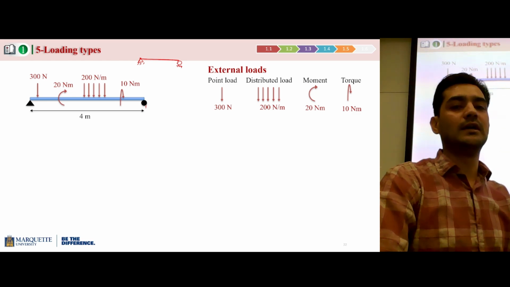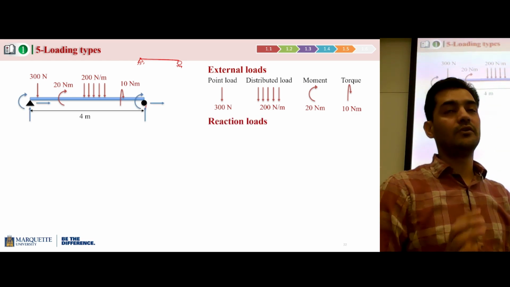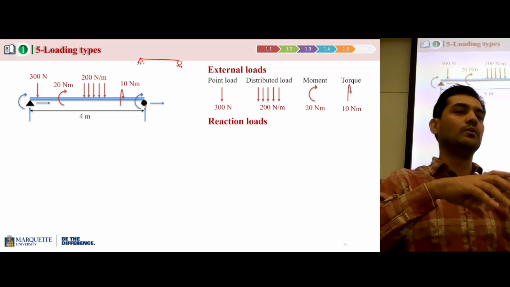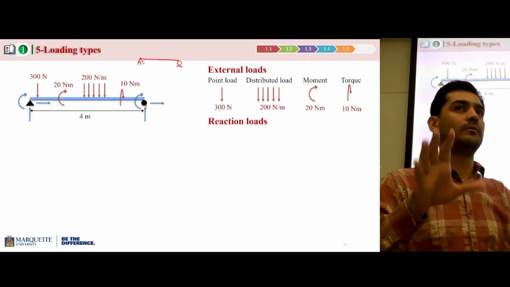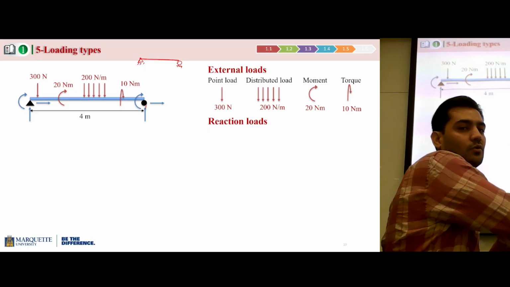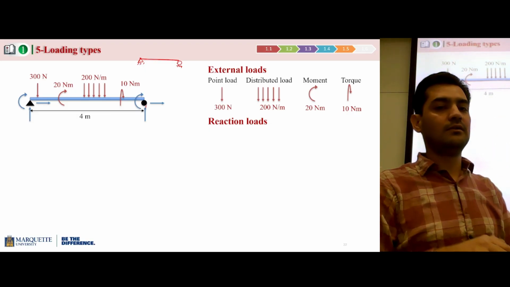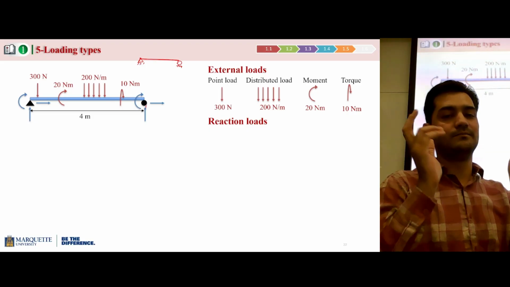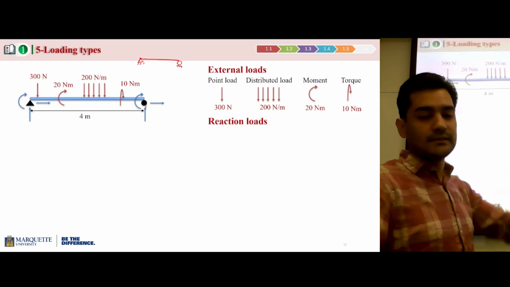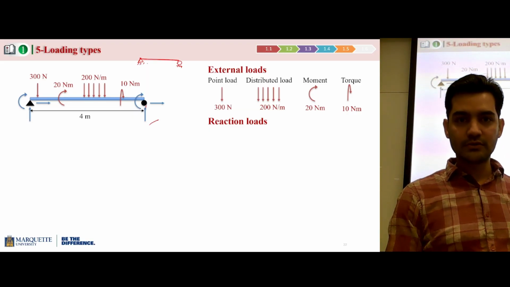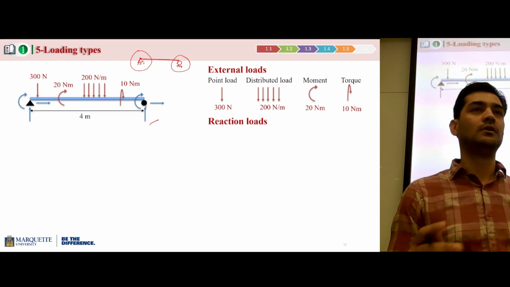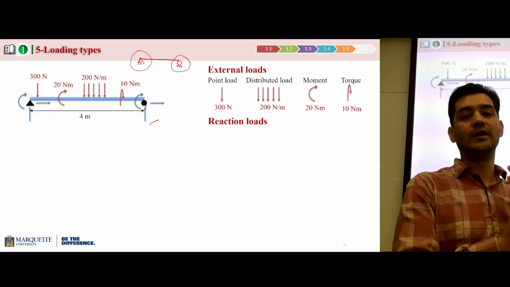But what will happen as a result? You're going to have a reaction load because Newton's third law says action and reaction are equal and opposite. We know that this simply supported beam is in equilibrium. It's not moving. So you need to have those reaction loads for this beam to stay in equilibrium, or at rest. These are the reaction loads. And you're always going to see the reaction loads at the supports, which you can call constraints or boundary conditions.